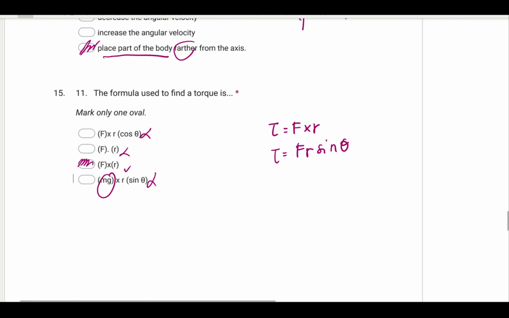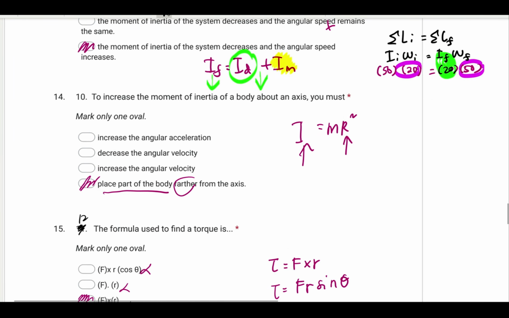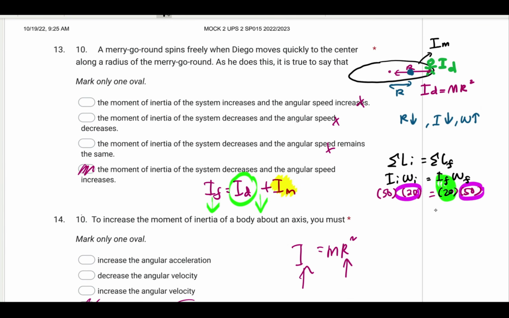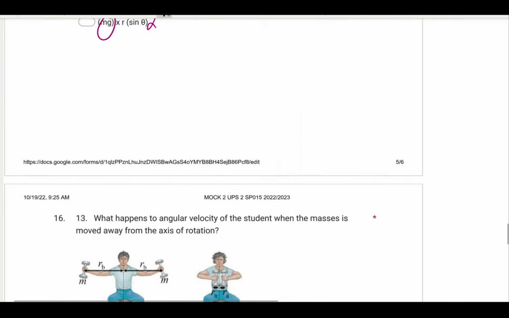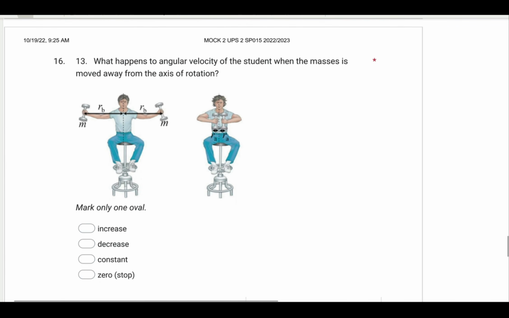Okay. So, I think this should be question number 12, right? The previous one was 11. Sorry, 10 appeared twice. So, this one should be 10. 11. Okay, this should be 12. And the last question, what happens to the angular velocity omega of the student when the masses are moved away from the axis of rotation?